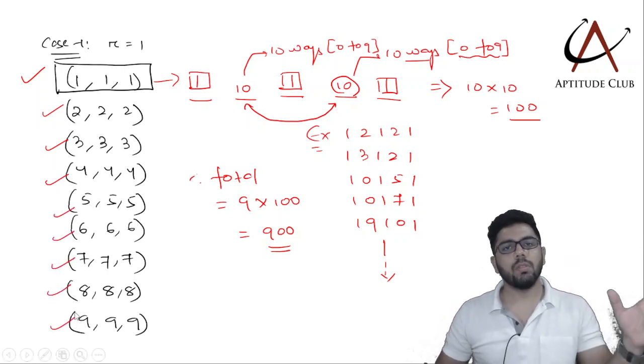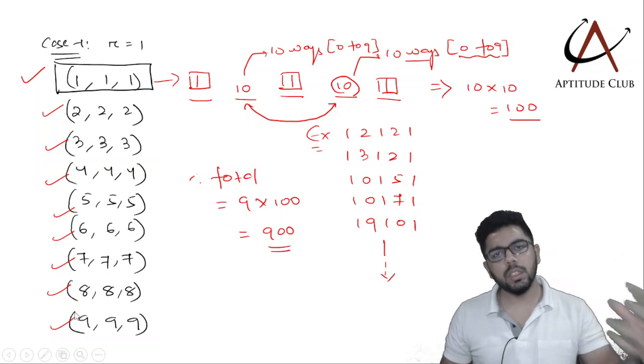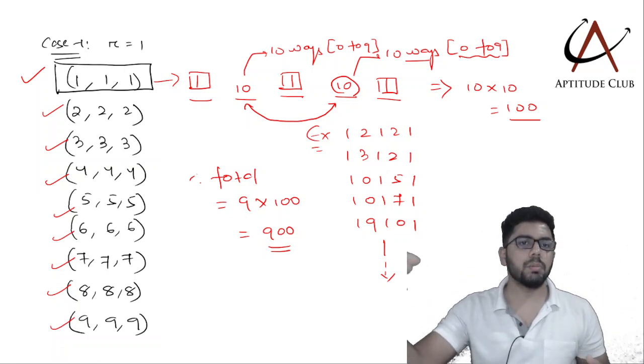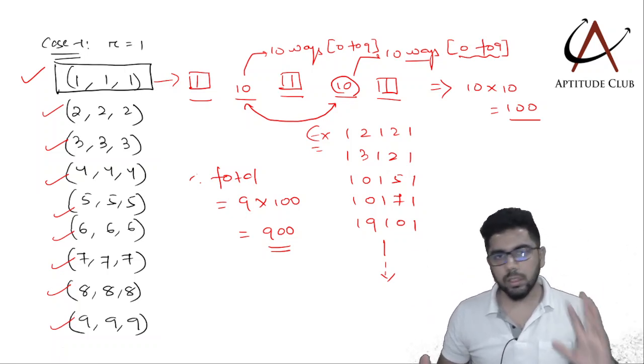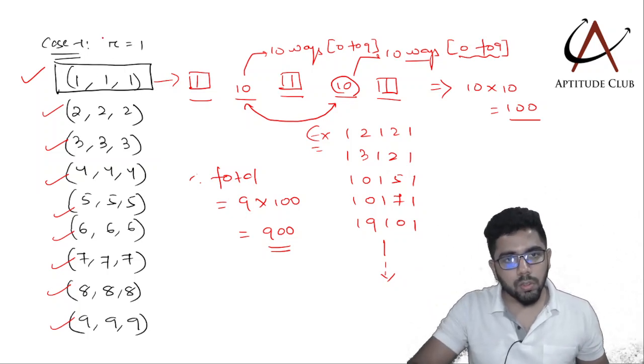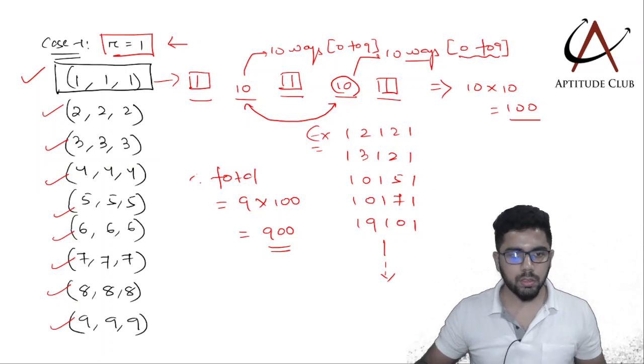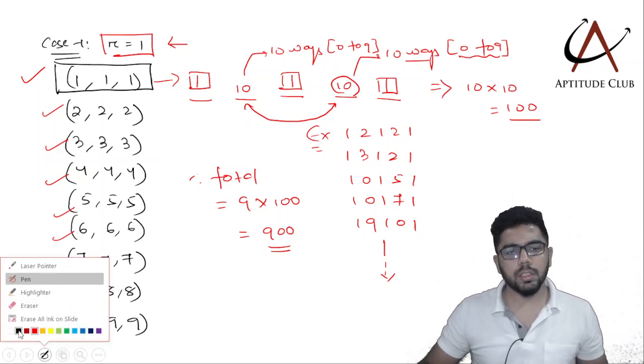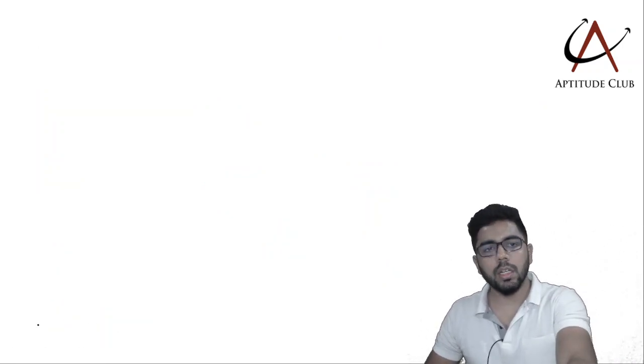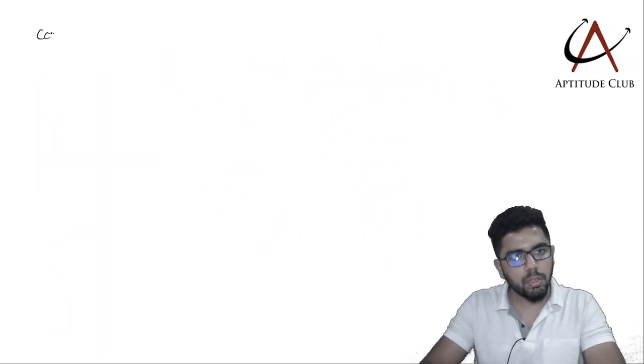Doesn't matter if you take 111 or 222 or 333, in each of the cases you will have 100 numbers each. So 9 cases, 900 numbers, when I am considering the common ratio to be 1. This is the first part. But common ratio 1 is easy. What can be other values of the common ratio?